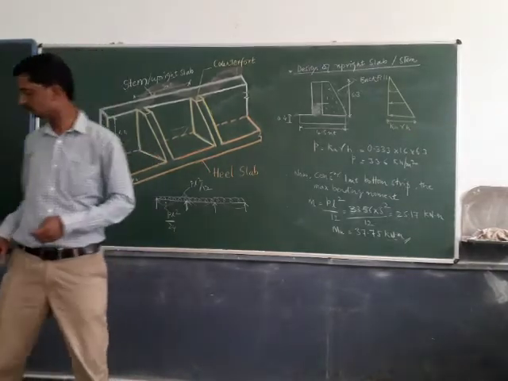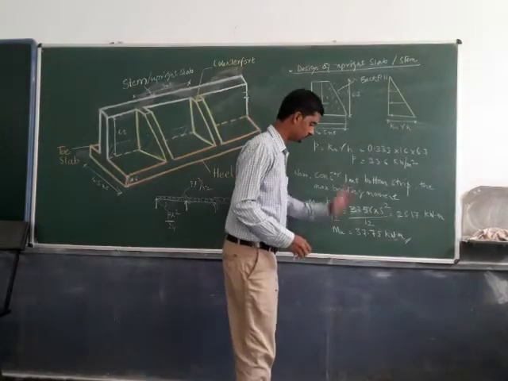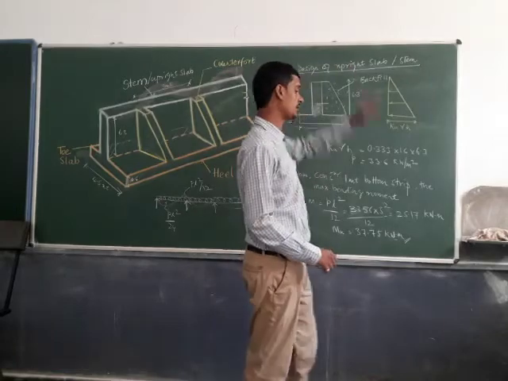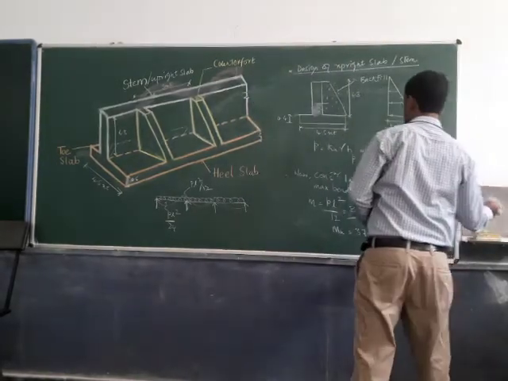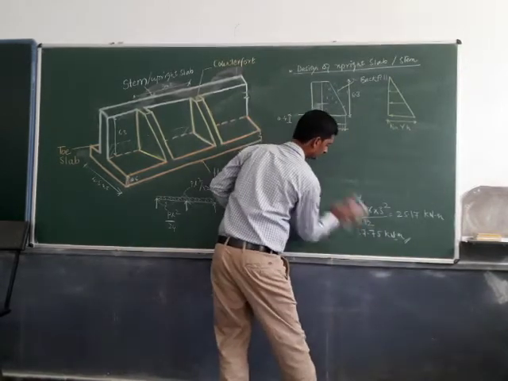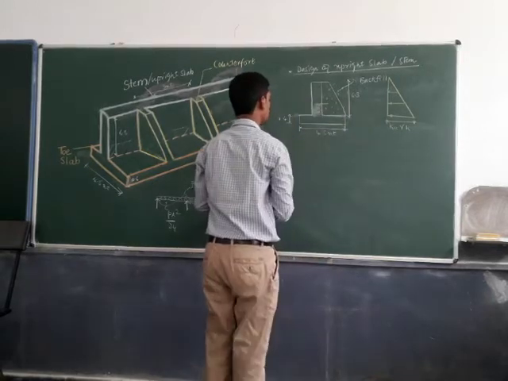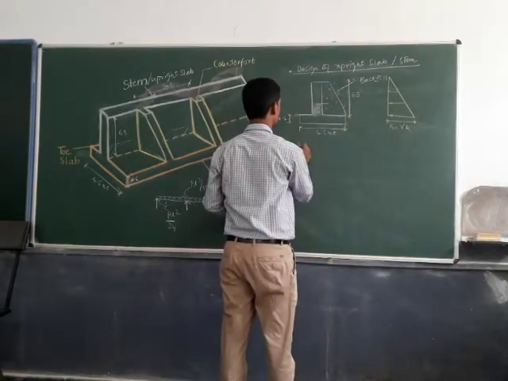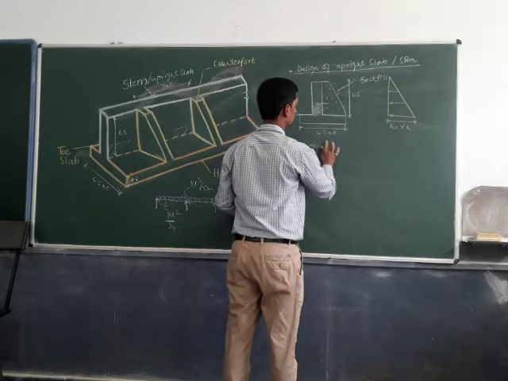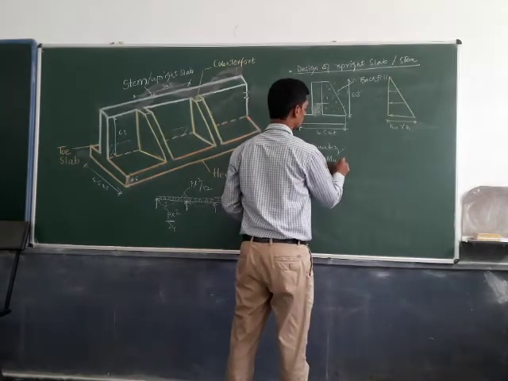Now by equating this to Mu limit, you have to find out what should be the thickness of the upright slab. What should be the thickness of the upright slab? Okay. So I am right here by equating Mu is equal to Mu limit.